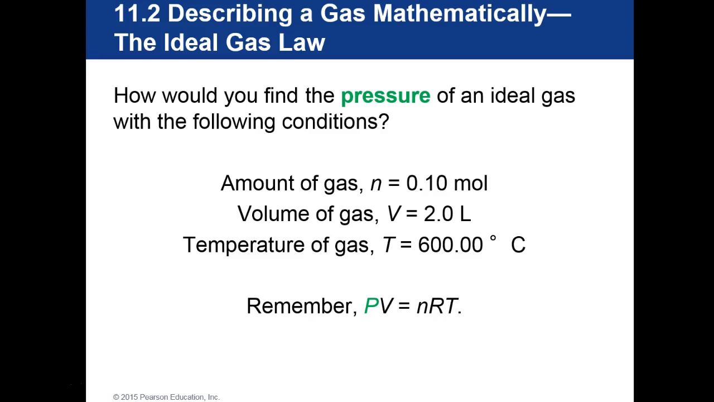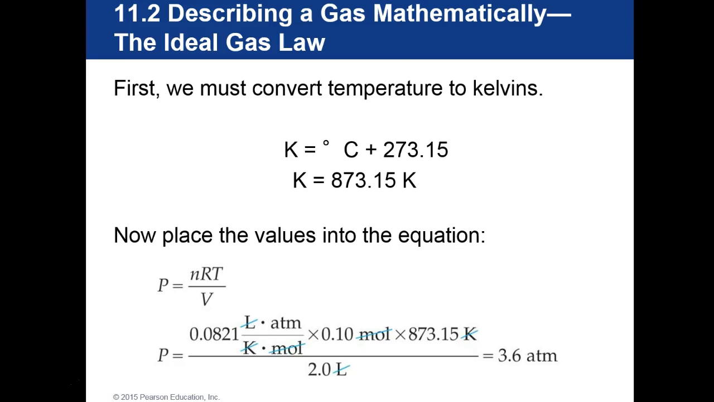So how would you find the pressure of an ideal gas with these conditions? n is 0.1 moles, the volume is 2 liters, and the temperature is 600 degrees Celsius. Okay, how do we do that? We have everything we need because we know the constant, which is R. So we just fill everything in and solve it algebraically.